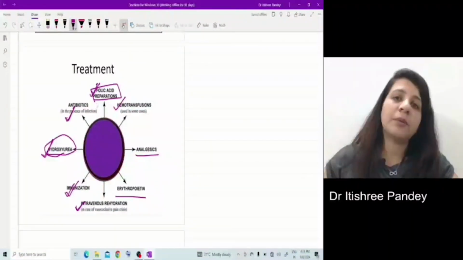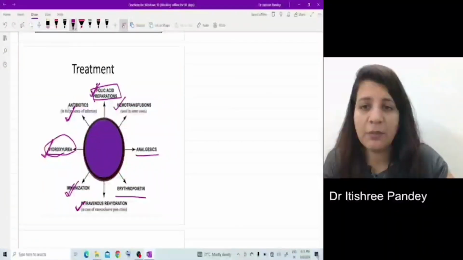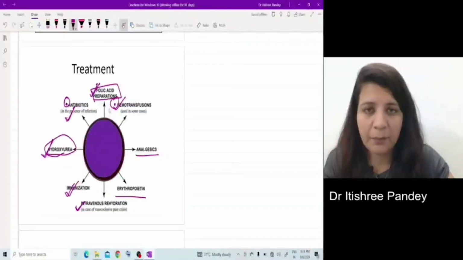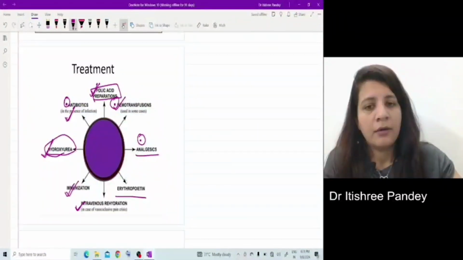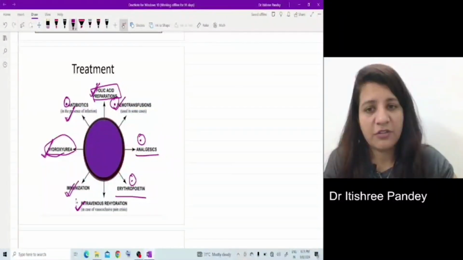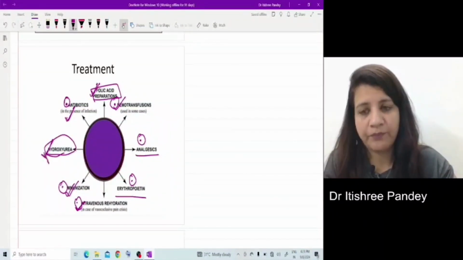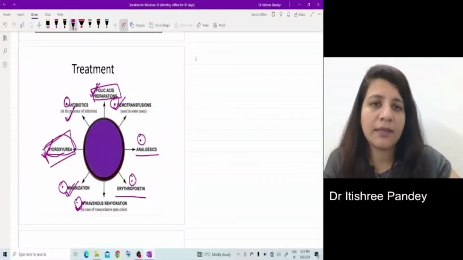As we know the patient is susceptible to infection, the patient has to be given antibiotics, hemotransfusion in some cases, analgesics to reduce the body pain, erythropoietin and intravenous hydration, because dehydration leads to vaso-occlusive crisis, immunization and hydroxyurea. Hydroxyurea is the drug of choice in sickle cell disease.